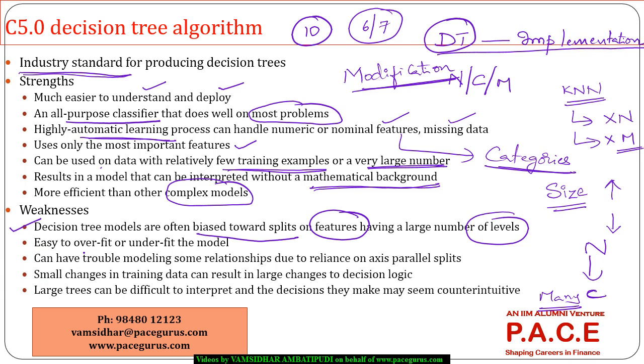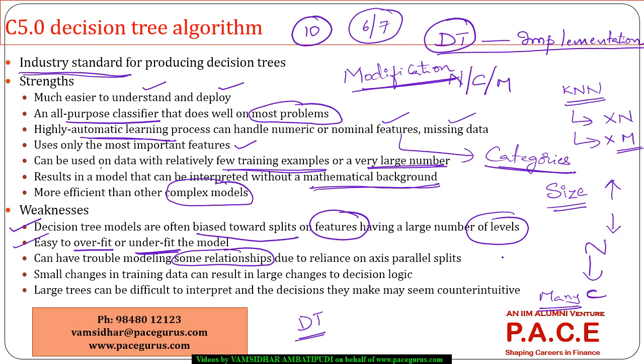Then, there is a good possibility of overfitting or underfitting the model. Any decision tree algorithm will have this weakness. There is a good chance that I either overfit the model or underfit the model. Right? So we have to be very careful from that dimension. And I have trouble in terms of modeling some relationships.